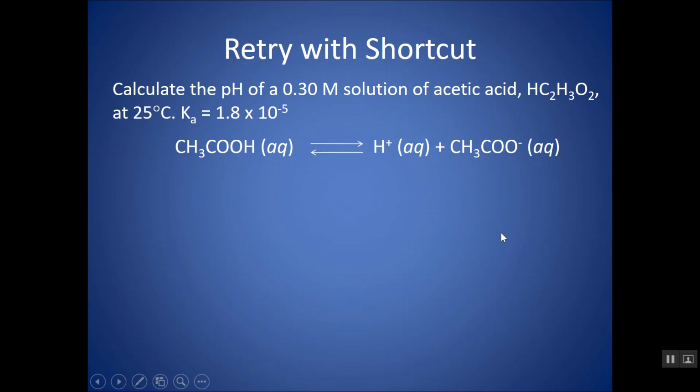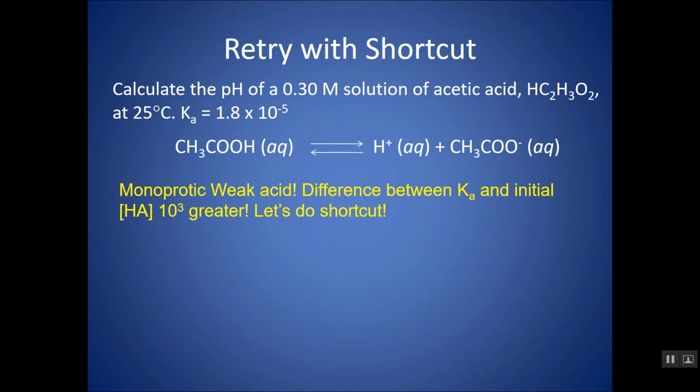So let's look at this problem one more time that we just did, but I'm going to retry it with the shortcut, and let's see if we get the same answer. As long as it's a monoprotic weak acid, and I can use that 5% rule, let's see. Here's my Ka. Here's my initial concentration. The difference between them is 10 to the third or greater, so I can use that shortcut. I can also use that assumption according to that condition we just talked about.